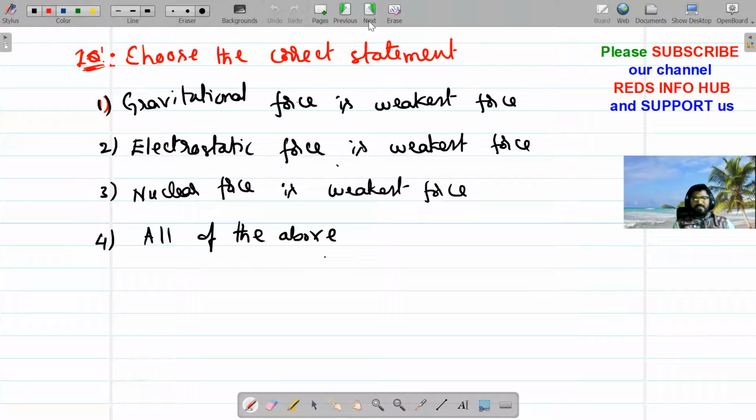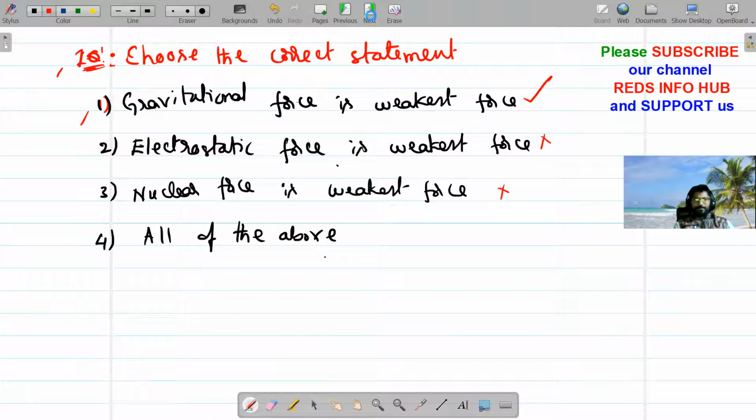Okay, now let us see briefly a few simple questions, what kind of questions can be asked based on fundamental forces in nature. The first question is: choose the correct statement among the following. The first statement says gravitational force is the weakest force. The second says electrostatic force is the weakest force. The third says nuclear force is the weakest force. All of the above are weakest forces is the fourth option. No. Electrostatic force is not the weakest, and nuclear force is not the weakest. Of course, gravitational force is the weakest force in the universe. So the first option is the right one. Is it clear, guys?